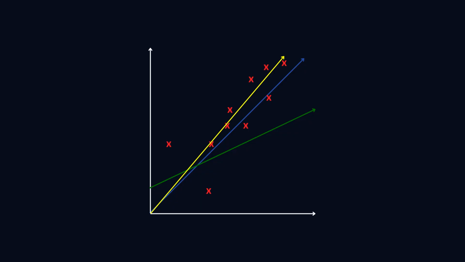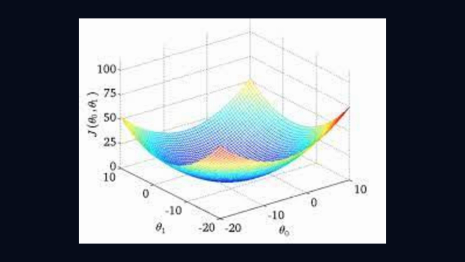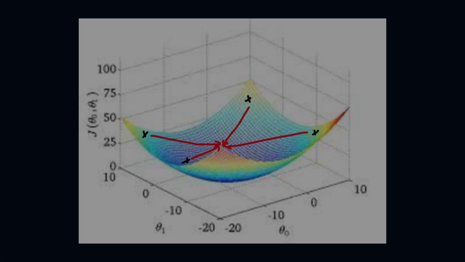The good news is that in our case, with linear regression, there is only one lowest point, a global minimum on this landscape, which means that gradient descent will get you to the lowest point. It doesn't matter your starting point.